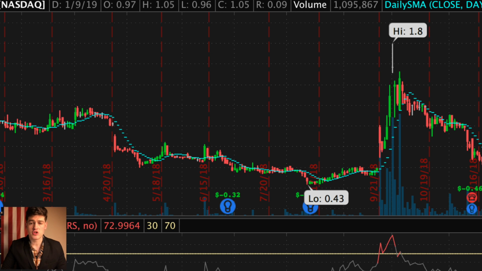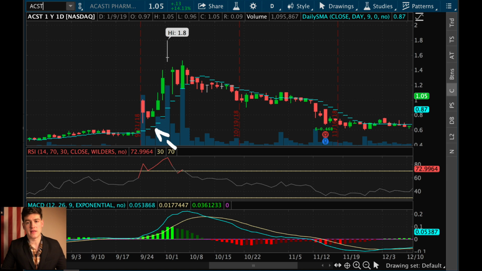The SMA line gives you a more accurate idea of where the stock price would be if it wasn't for the volatility, right? So it's important because if we see a break above the SMA line, that is a strong sign of an upward reversal.